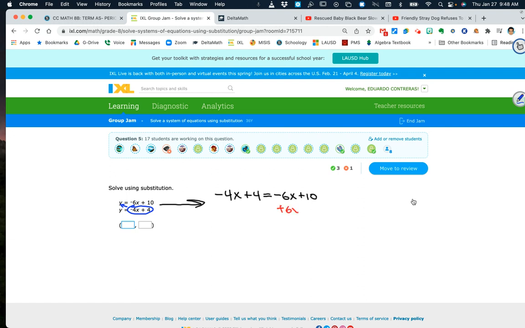So let's do that. Some of you have already gotten the right answer. Congratulations, you're ahead of me. All right, so let's see. Negative 4x and 6x is 2x plus 4 equals 10. Now it's a two-step equation. Let's quickly solve it. Take away 4.